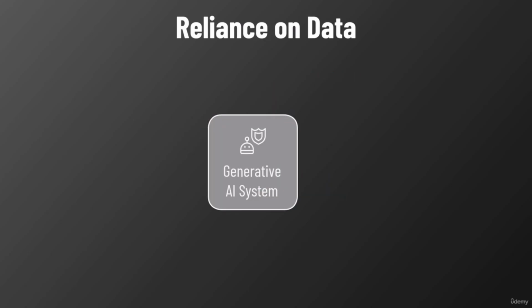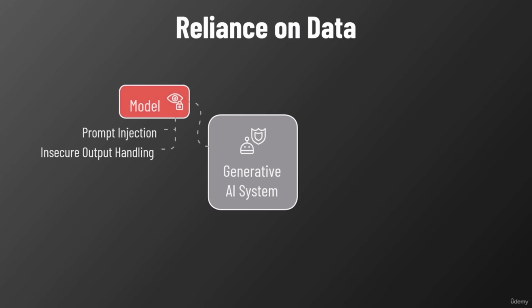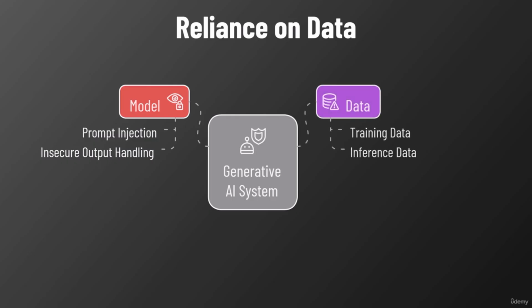Generative AI systems typically consist of 4 core components, each with its own set of security considerations. Model. This refers to the AI model itself. Common vulnerabilities include prompt injection, insecure output handling, and unintended behavior in text generation models. Data covers both training and inference data, including how it's collected, processed, and used by the model. Poor data handling can lead to exposure of sensitive information or data poisoning.